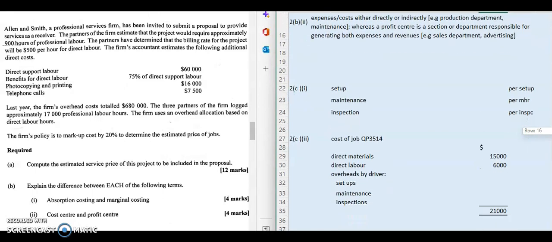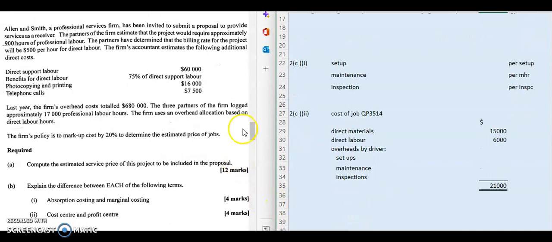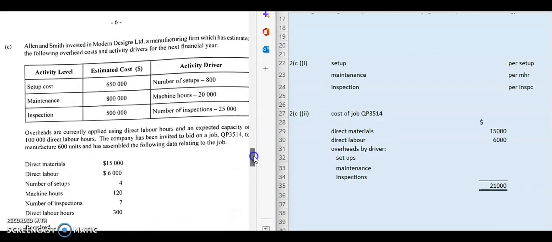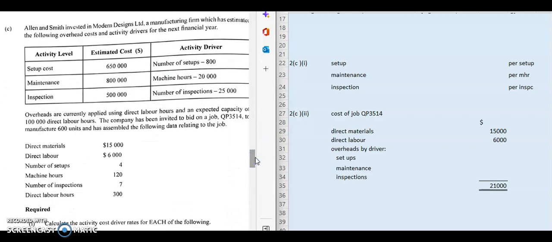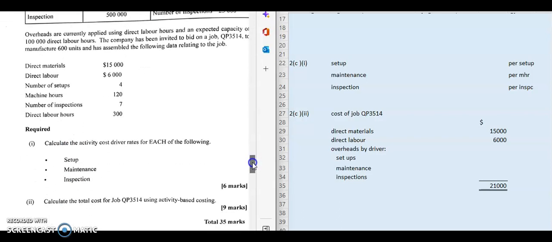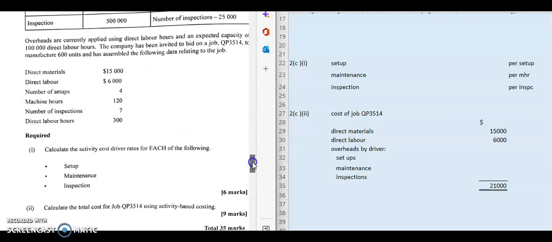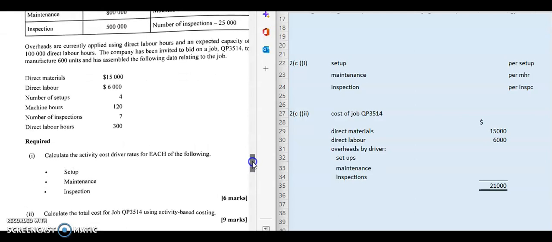So let's go to part C of the question. Part C asks us, it says they're invested in Modern Design Limited, a manufacturing firm, and they have shown us the overhead costs and the activity drivers for the next year. And they say that they're working on this job QP3514, and they're asking us to calculate first of all the cost driver rates, and then calculate the cost of the job.